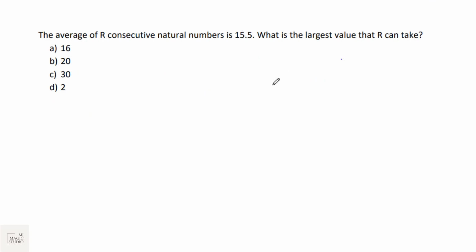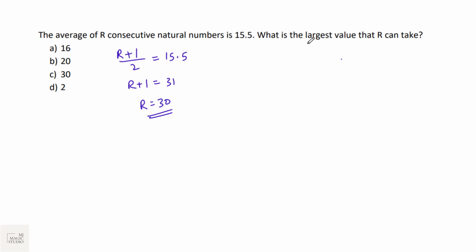Okay, give this a try. Average of r consecutive natural numbers is 15.5. In case of a natural number series, if we take r consecutive natural numbers, it may start with anything, but if we assume that our natural number series is starting from 1 and there are r consecutive natural numbers, then average is r plus 1 by 2. If I equate this with 15.5, then I'll get r plus 1 is 31. Value of r would be 30.